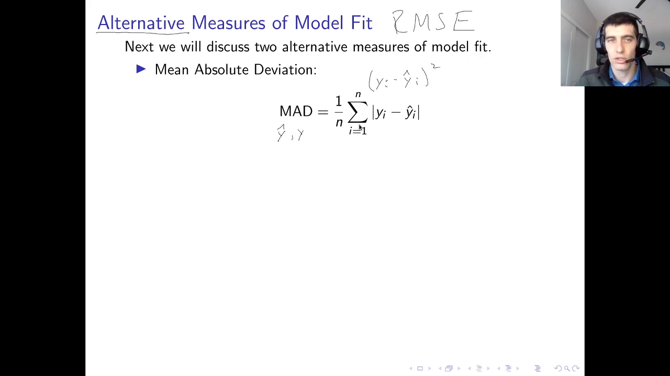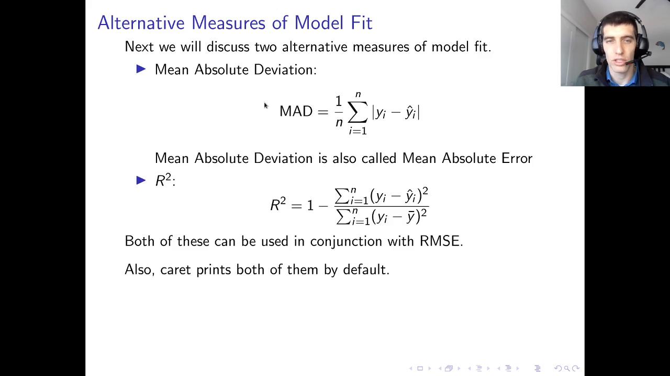Okay, so mean absolute deviation has the advantage that its units are the units of y, instead of the mean squared error being in the units of y squared, and that justifies taking the root of the mean squared error to make sure we have the units in y. It's more interpretable. So that's one alternative measure of model fit. You can also call mean absolute deviation mean absolute error. It means the same thing, just two words to describe the same quantity.